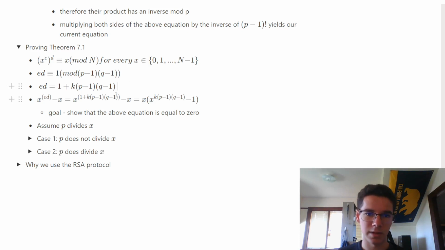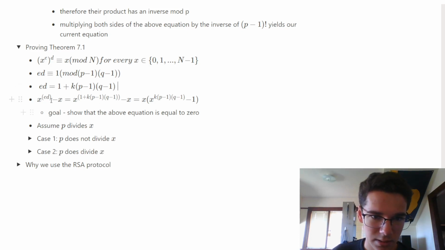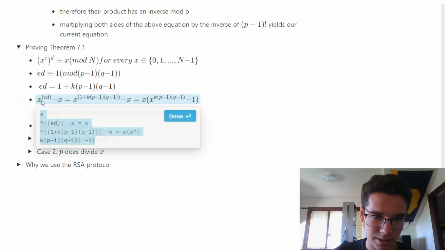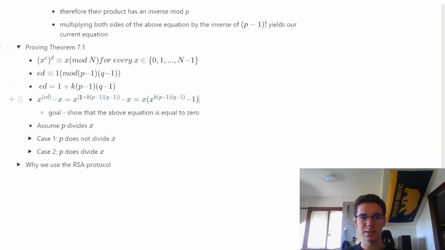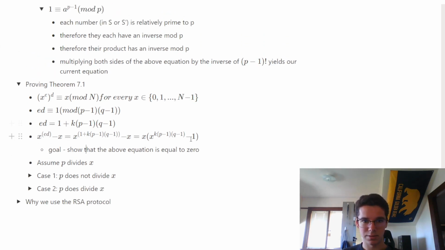Now there's a formula for that. And we're basically going to look at this equation right here, x to the ed minus x. We're going to sub in this expression for ed, and then we're going to factor out an x. And what we want to show is that the above equation is equal to 0.